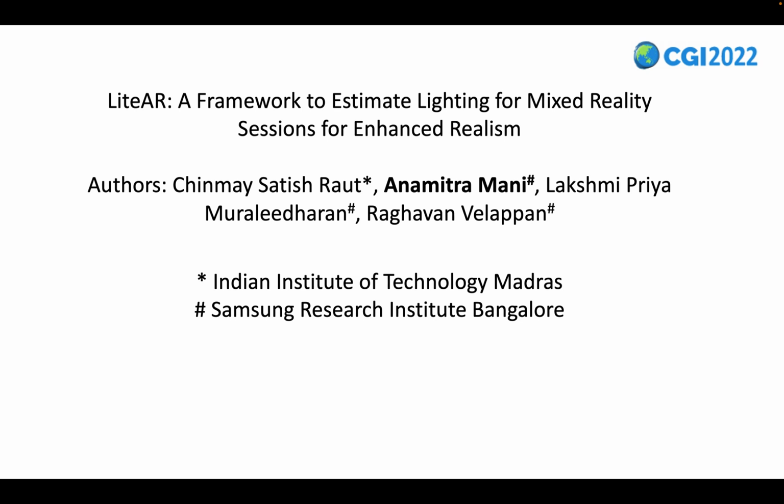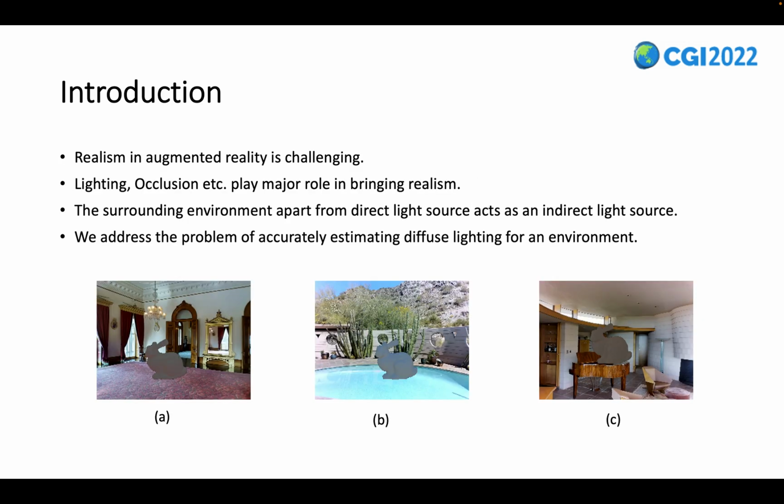I will walk us through our work, which is LiteAR, a framework to estimate lighting for mixed reality sessions for enhanced realism. Realism in augmented reality is challenging. Lighting and occlusion play a major role in bringing realism. There are two light sources in an environment. Apart from the direct light source, the surrounding environment can act as an indirect light source. Lighting has two components, diffuse lighting and specular lighting. We address the problem of accurately estimating diffuse lighting for an environment.